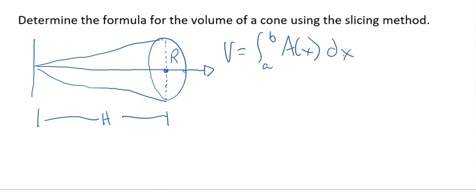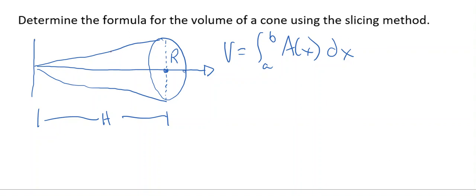So the question always is with the slicing method, how do we find the cross-sectional area? Well, to do that is a little trickier than with a cylinder, which is what I did in my previous video, because in this case, the radius is constantly changing. The radius is going from capital R all the way down to a radius of 0 when you get down to the pointy end. So we're going to use similar triangles here.